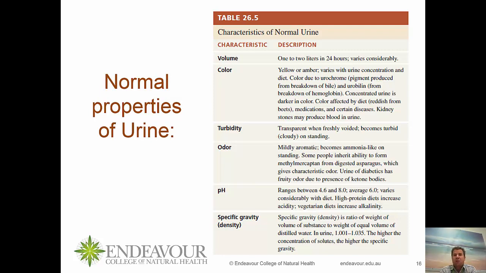Turbidity, so that's really how clear it is. It can go from very clear, transparent, right through to becoming turbid. The turbidity is a function of how it stands, and because of the ammonia that accumulates in the urine as it's standing, it becomes cloudy when it stands.